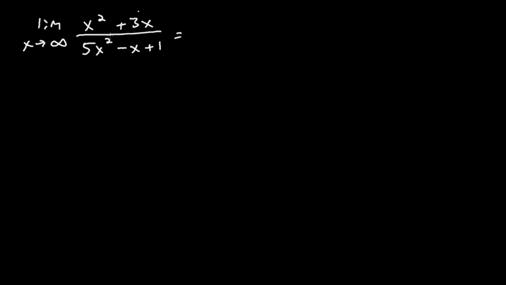If you do that, then you just get x squared. You only worry about the largest powers. So you get x squared over 5x squared, which is equal to 1 over 5. So we can use this to check our answer later. 1 over 5 is the answer using the horizontal asymptote method.